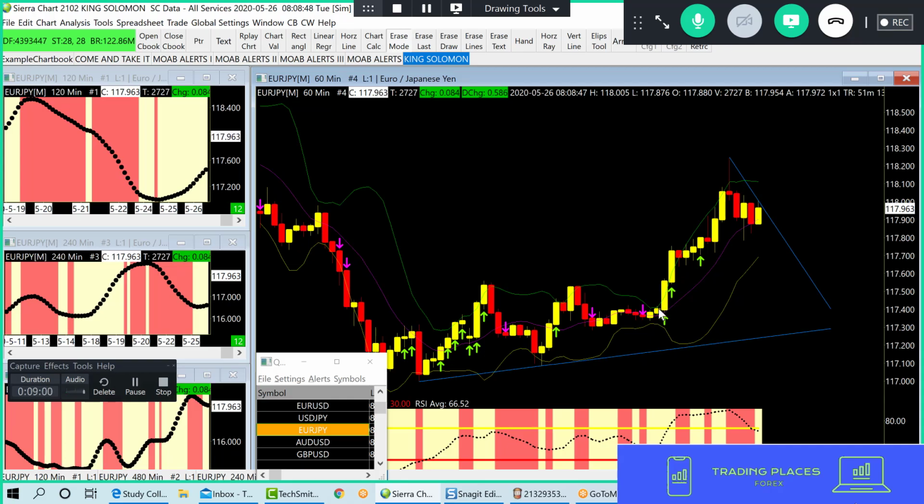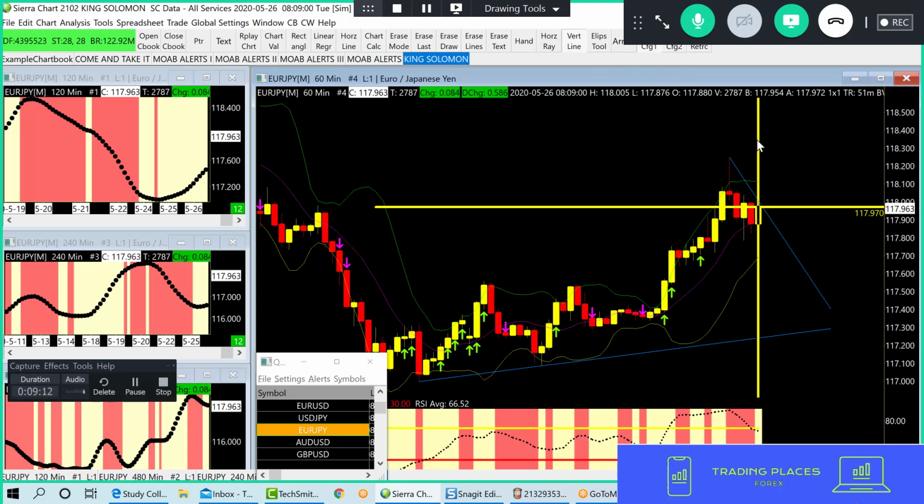So they all definitely moved. I love this. Hopefully, this is a sign of things to come. Horizontal ray. Here we go. Right there. Let's put our little timestamp on here. We're gonna go with the last trend, which is this one right there.